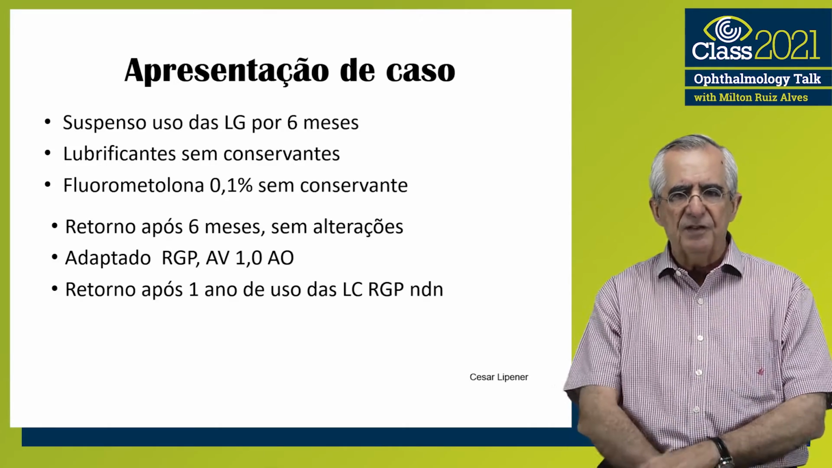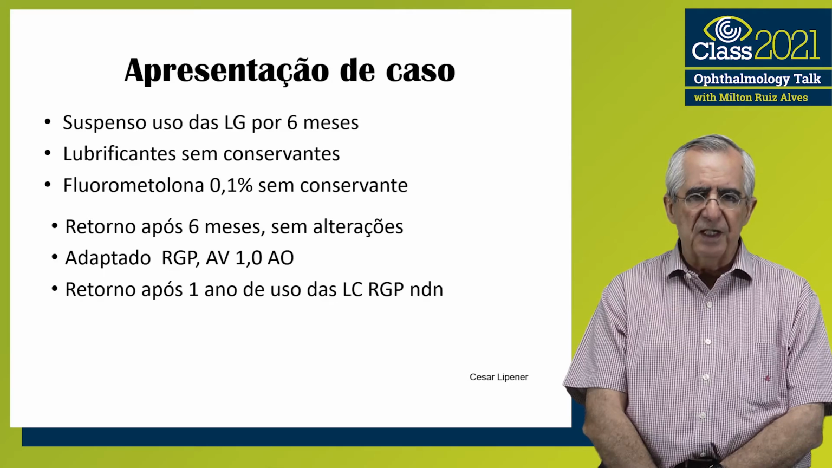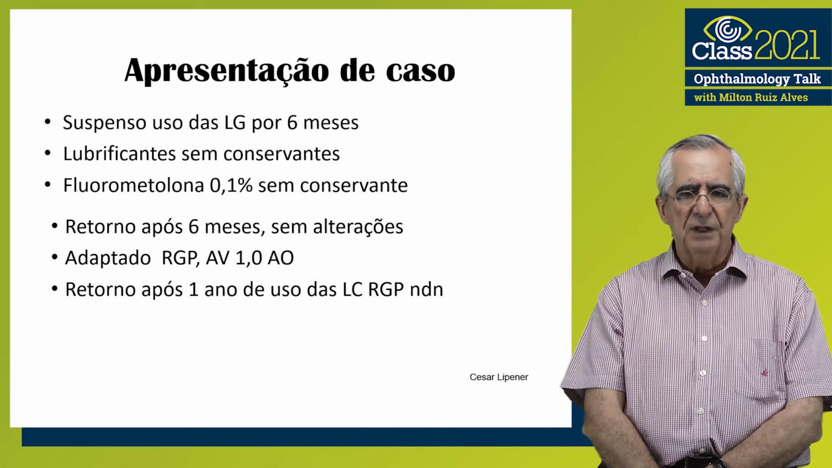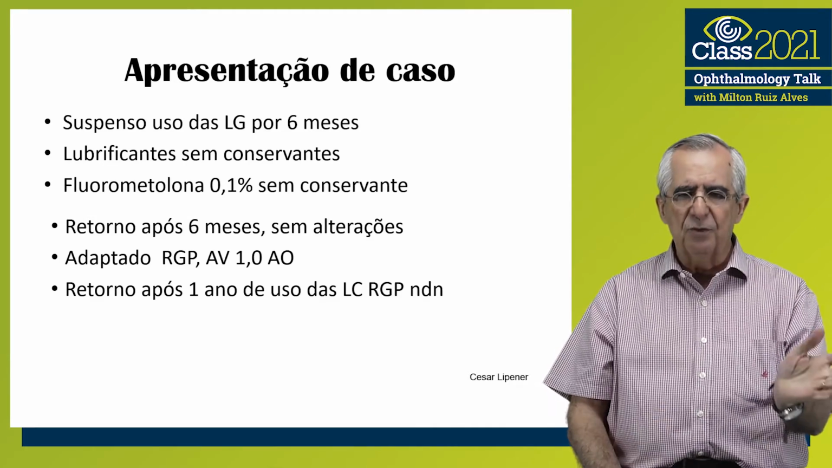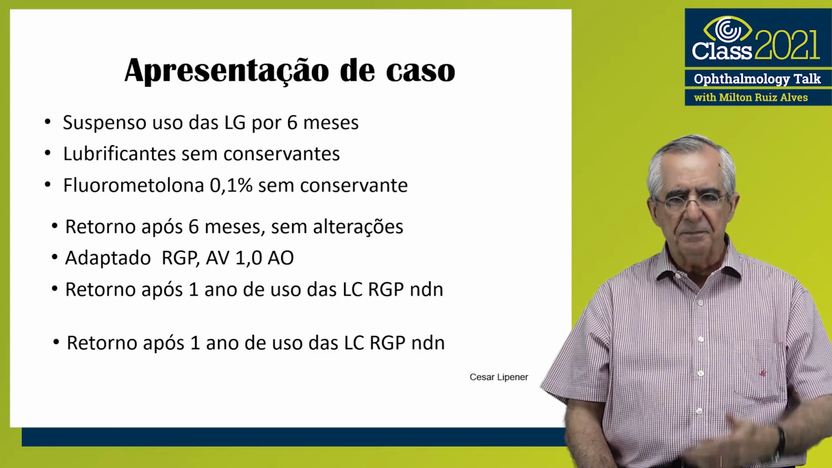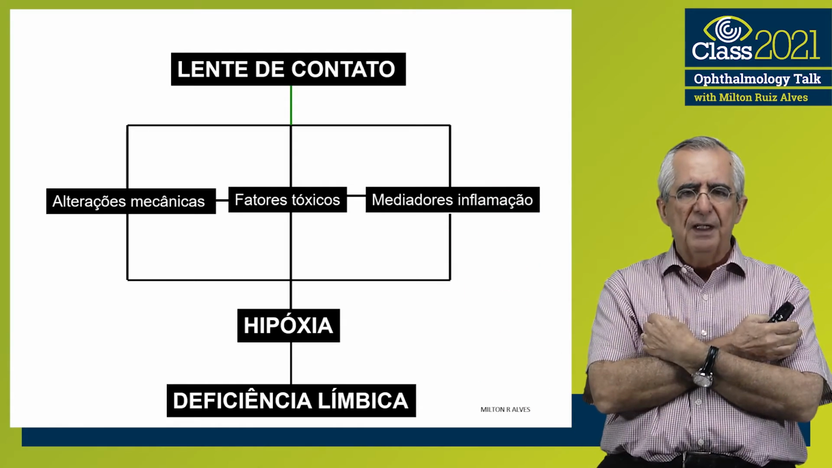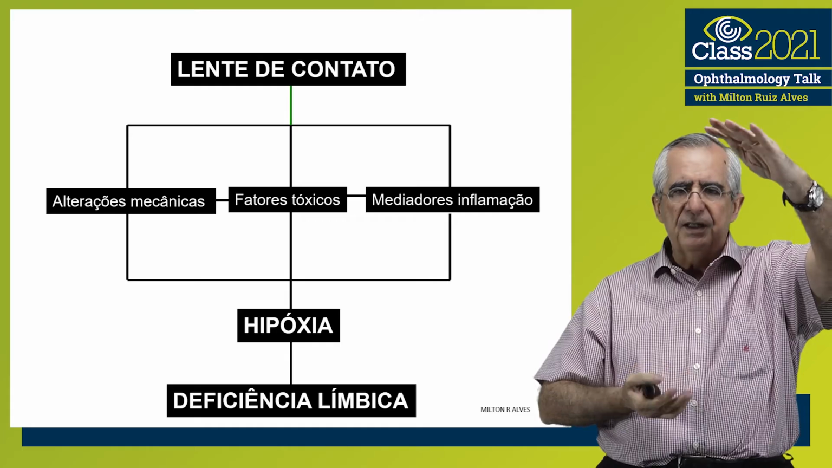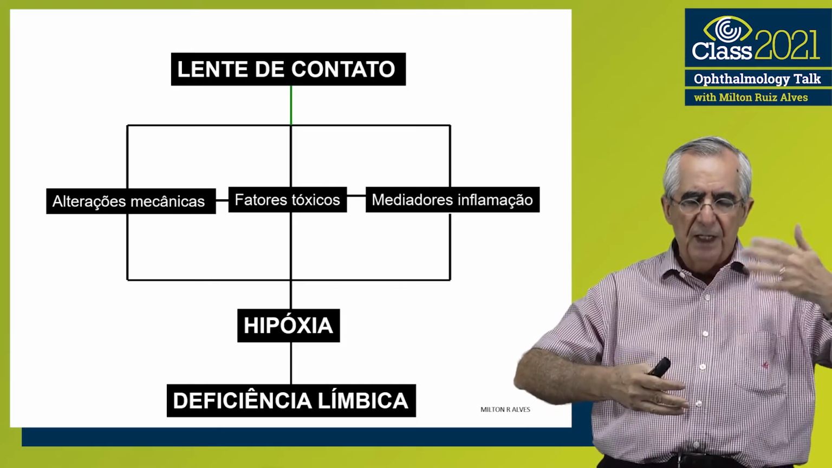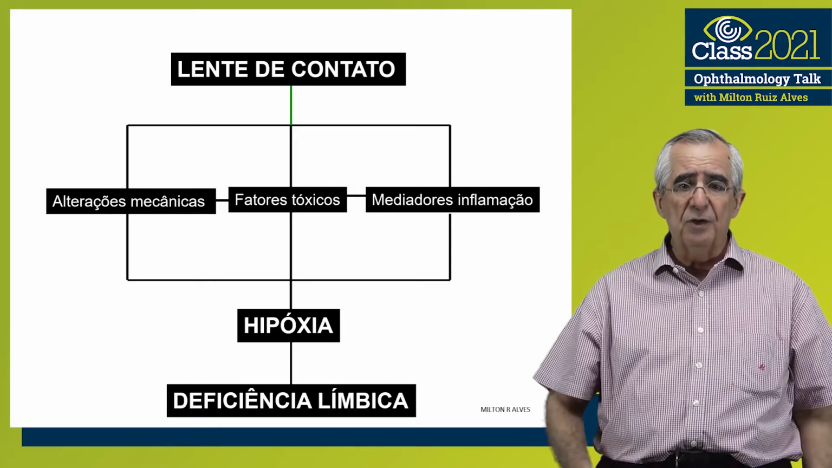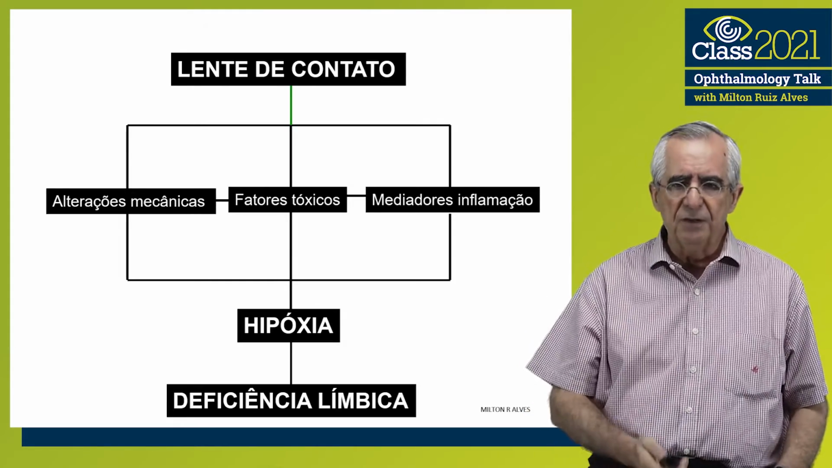On return after 6 months, there were no changes, and a rigid gas-permeable contact lens was fitted, with good visual acuity in both eyes. After 1 year using these lenses, everything was normal without changes. Now, what can we get out of this whole story? Between contact lenses and limbal deficiency, we have the contribution of mechanical changes due to the pressure the lens makes on the limbus, toxic factors and mediating factors of inflammation, leading to hypoxia and limbal deficiency.